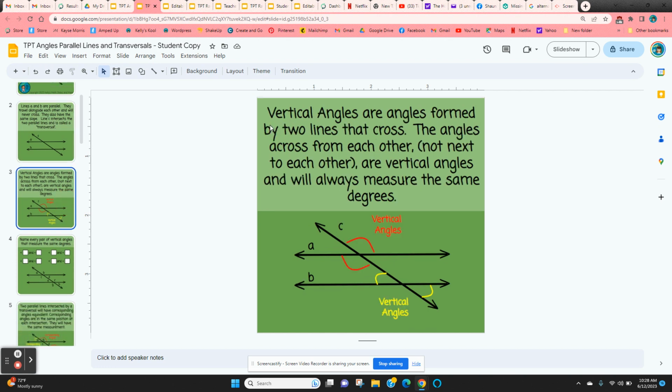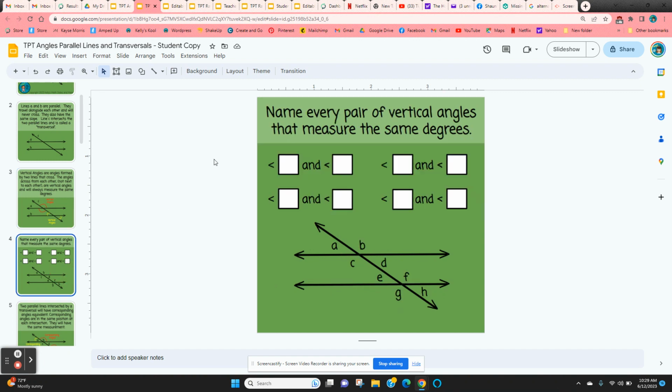And then it gives the definition of vertical angles. So the two red angles, the two yellow angles across from each other are vertical angles. They have the same measurement. And then students are just going to type in the angles here that are vertical angles. So BC, FG, EH, and AD.